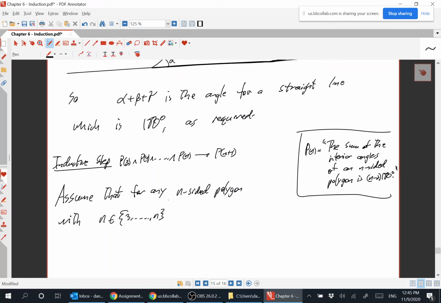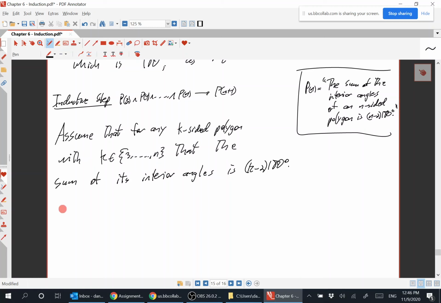Work with me. Have I given n two different meanings, which I can't do? Yeah, you have. So you have to refer to the number of sides in the polygon, but you can't use n, because n is what's being used to do the induction. So you've got to pick a different letter, whatever letter suits your tastes. Assume that for any k-sided polygon with k in the set from 3 to n, the sum of its interior angles is k minus 2 times 180 degrees.